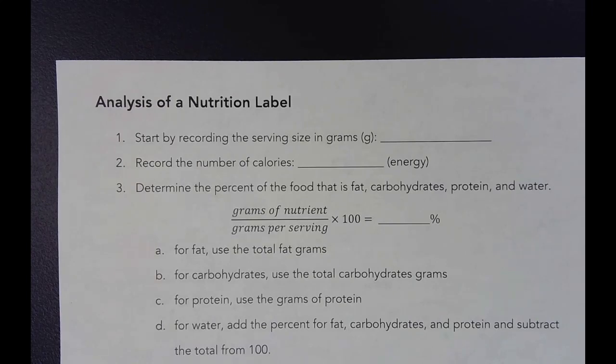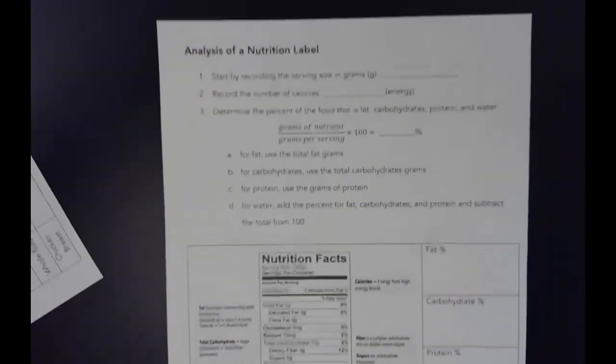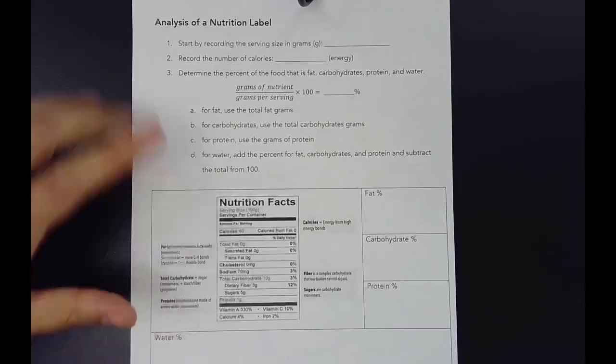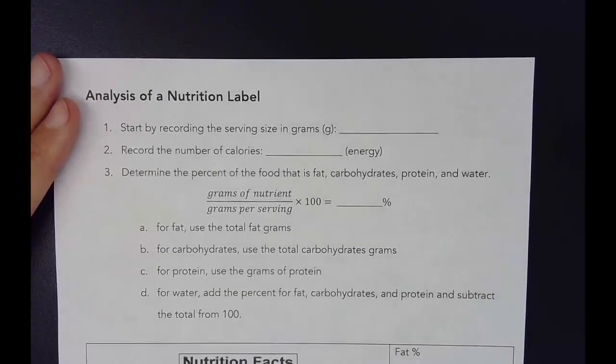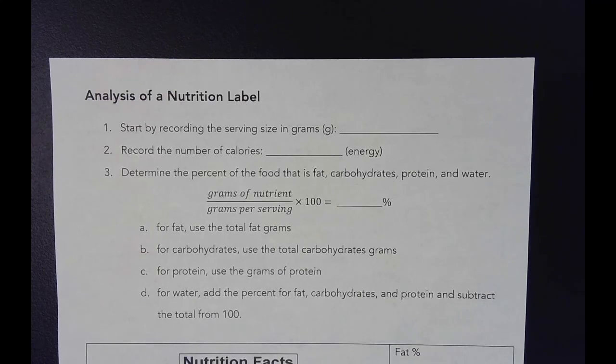Okay, friends, today we are going to be talking about how to analyze a nutrition label. And this is because nutrition labels tell us a lot about the different biomolecules that are found in that food. You're going to need this sheet. It looks like this. It has a little nutrition label on it. And you can use this for any nutrition label that you have.